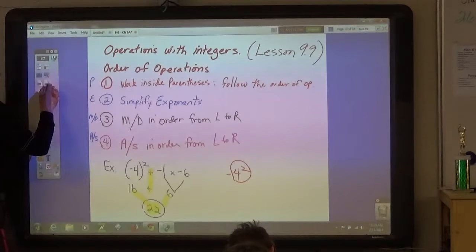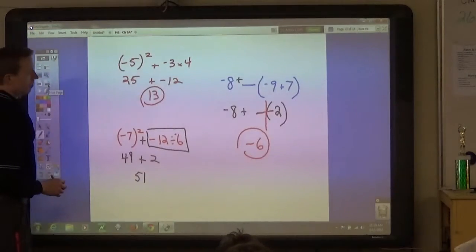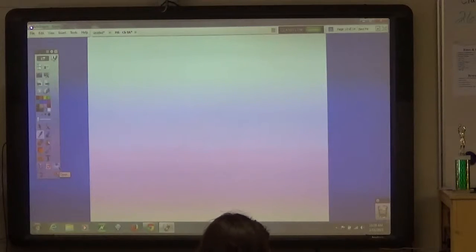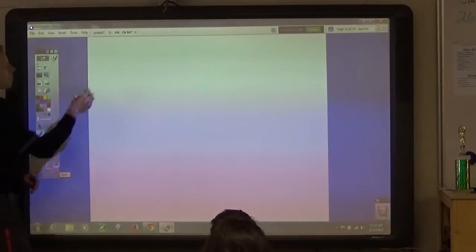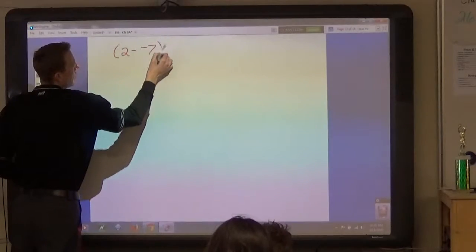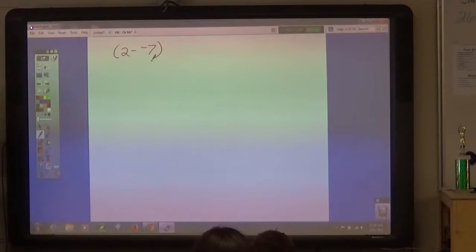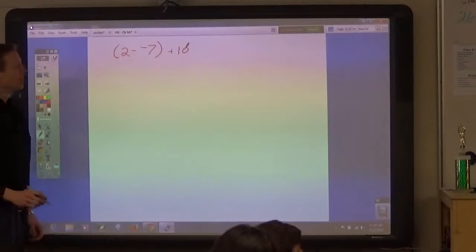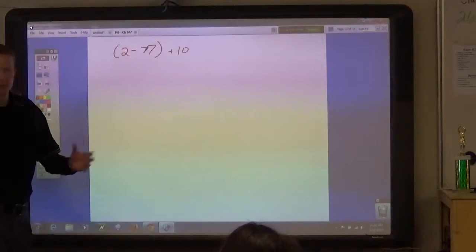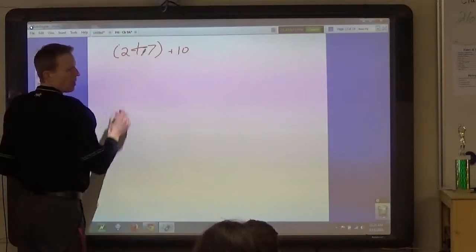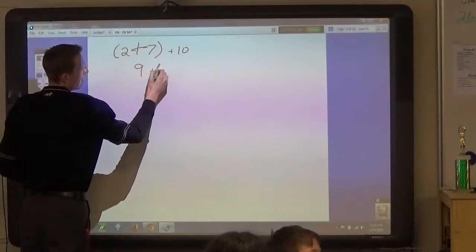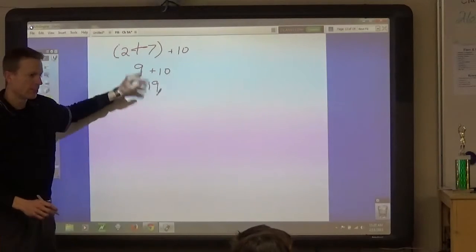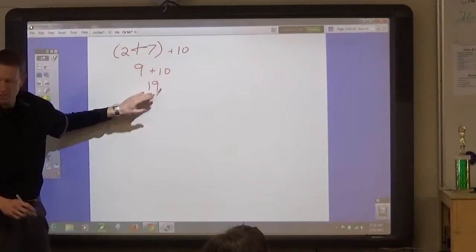Let's go to your assignment. Let's start with number 1. That one was 2 minus -7 in parentheses, plus 10. So, in this one, minus equals plus. This is 2 plus 7. We have to do that first. 9 plus 10. 19. And notice how we work from left to right and from top to bottom. We simplify it down. And that's how you need to work these out. Okay?